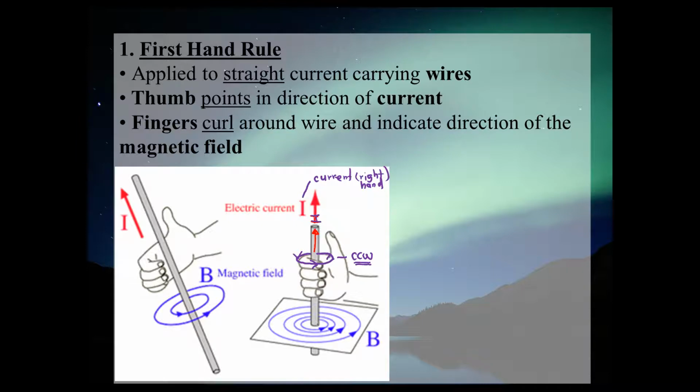One other thing to note here is if you look at the actual magnetic field lines surrounding the wire, the closer you are to the wire, the closer the field lines are together. The further you get away from the wire, the larger the spacing gets, which just means that the magnetic field gets weaker the further you get away, which I think is pretty intuitive. Okay, so that's the first hand rule. We'll come back to it later when we talk about a few example problems.